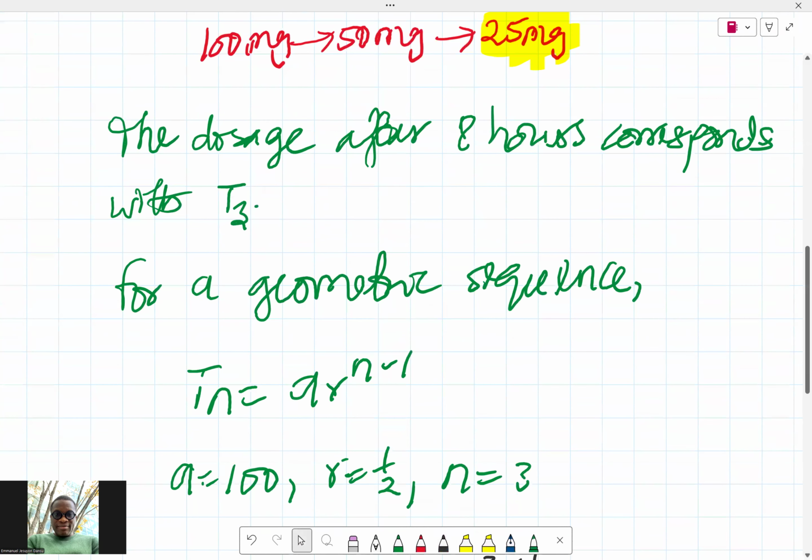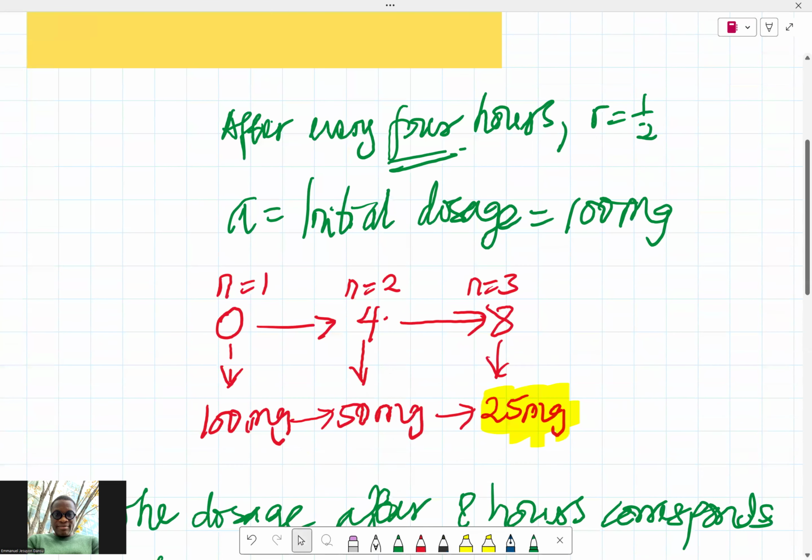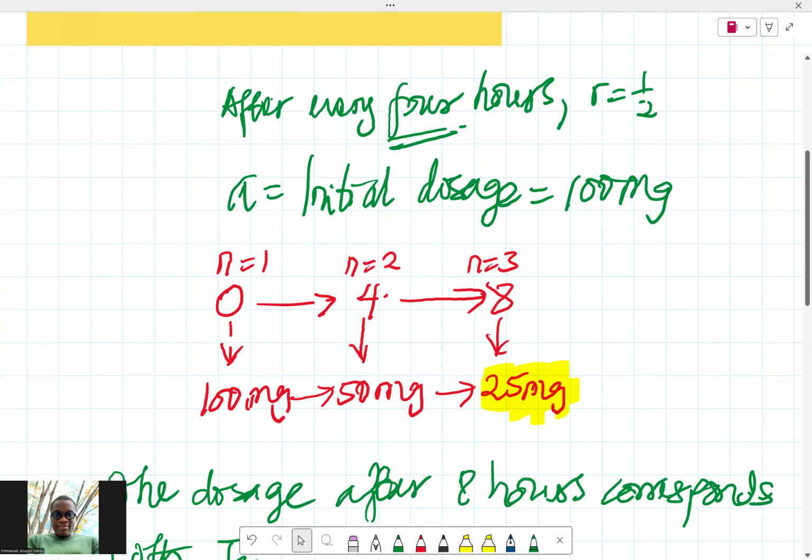All right. So the next question says, what is the dosage of the medication after 24 hours? Now, after 24 hours, what does N correspond with? Let's see. We can take this further. 8, then you have another 8, another 4, that's 12. That means n is equal to 4. Another 4 hours will take us to 16, where n is equal to 5.